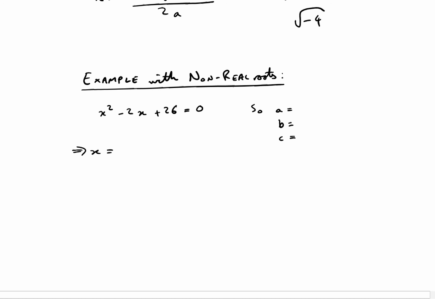So not even going to waste our time. So let a is hiding at the front. It's a 1 here. b is minus 2. c is 26. It's always nice just to set this up to make sure that you're definitely doing the right thing. Okay, so now let's use our quadratic formula, and here it is.